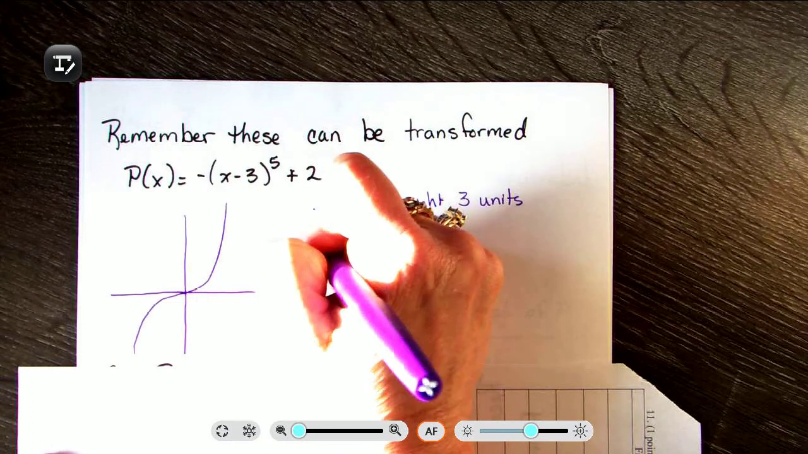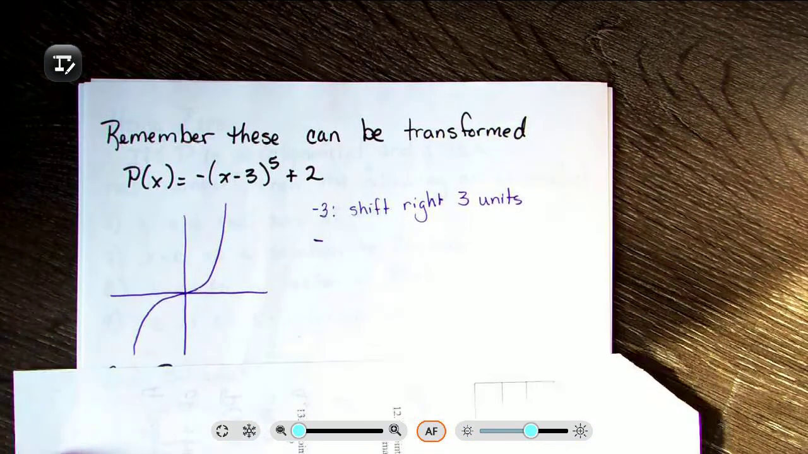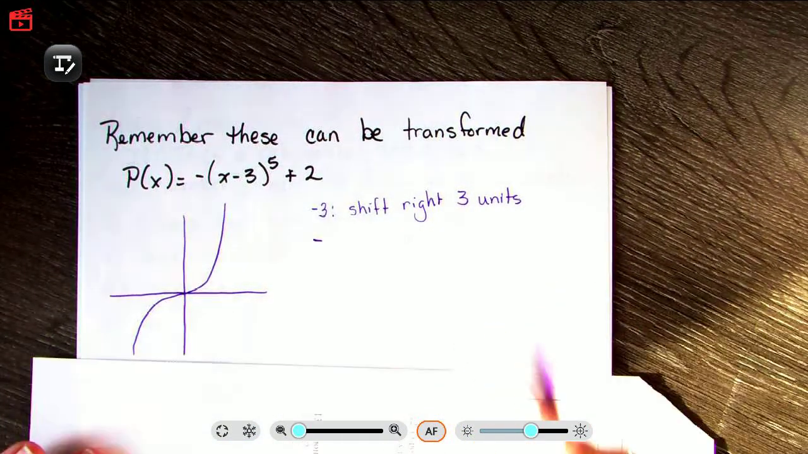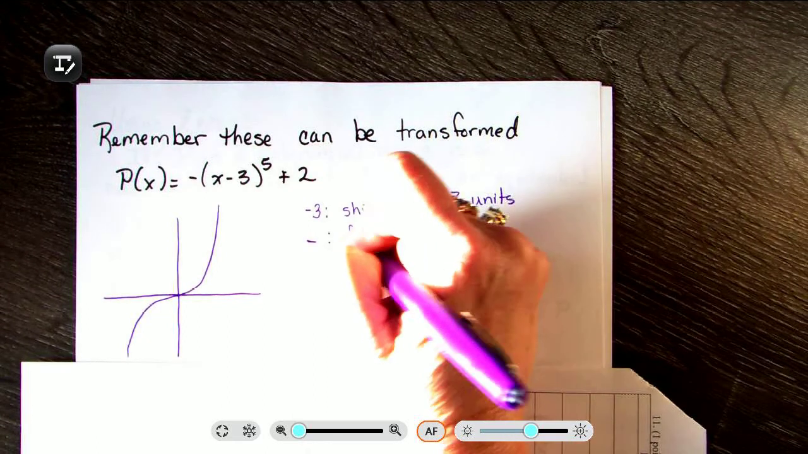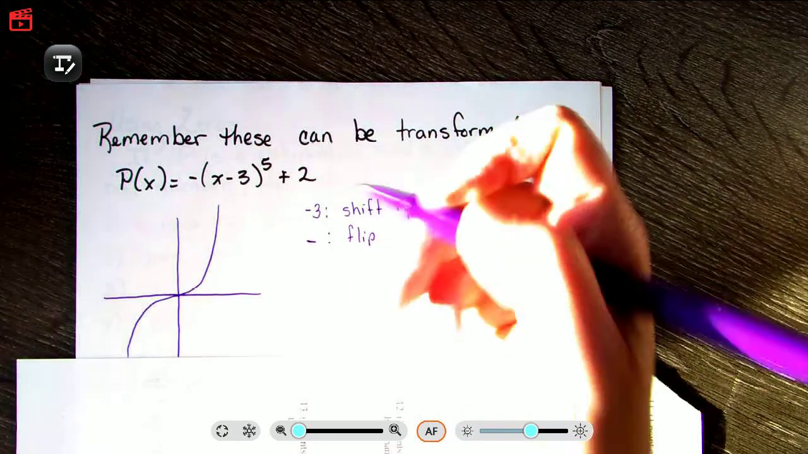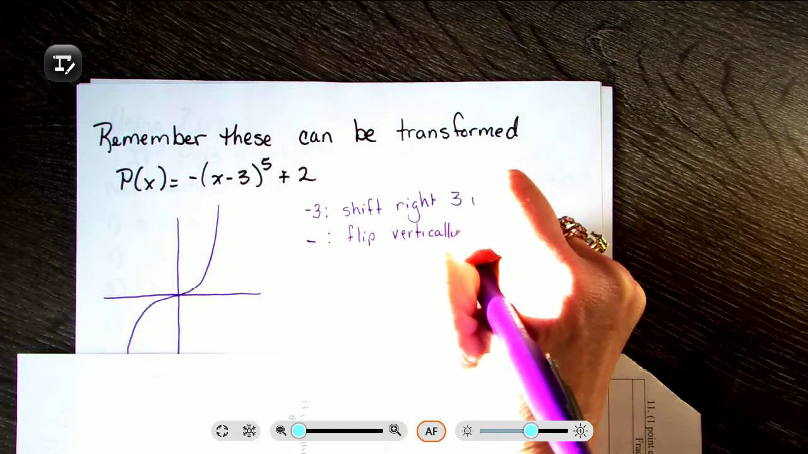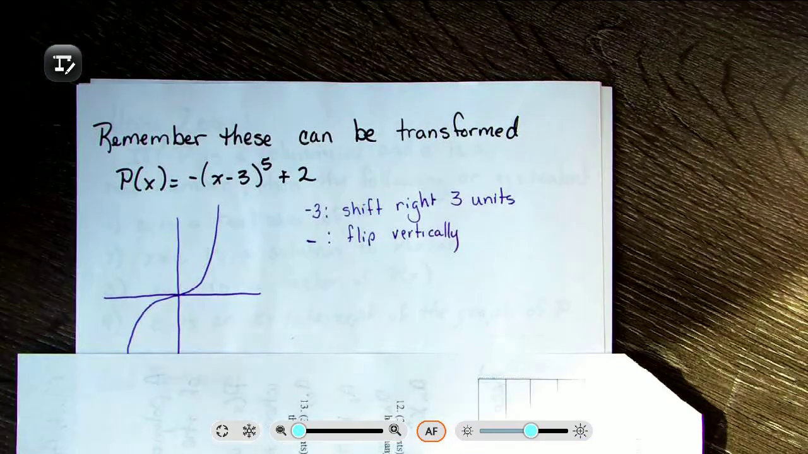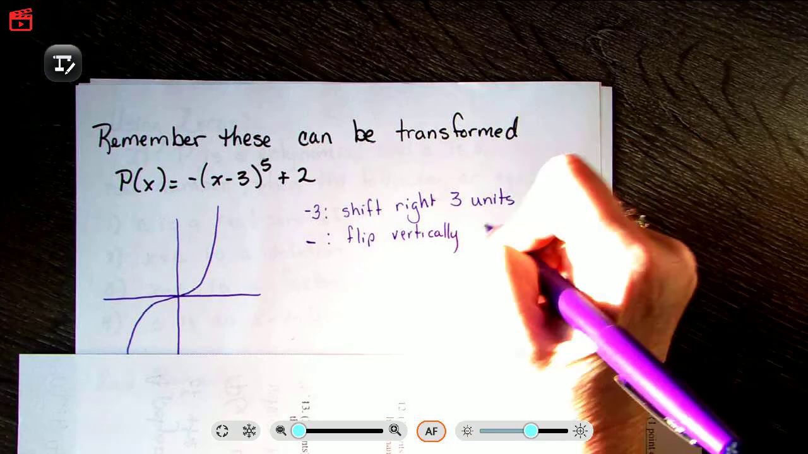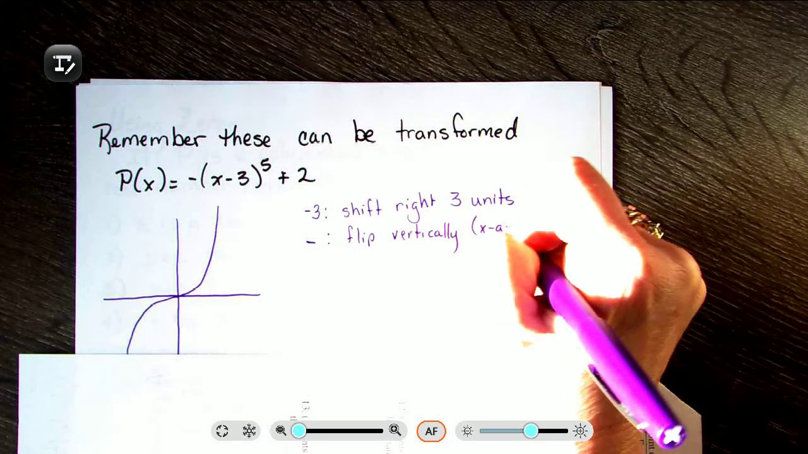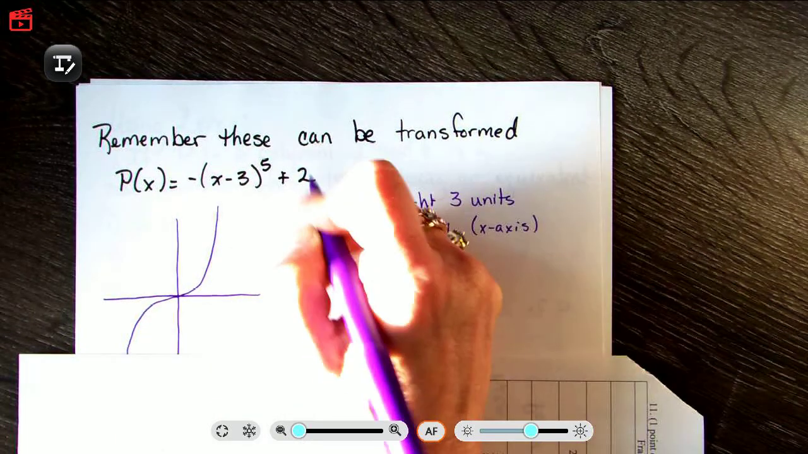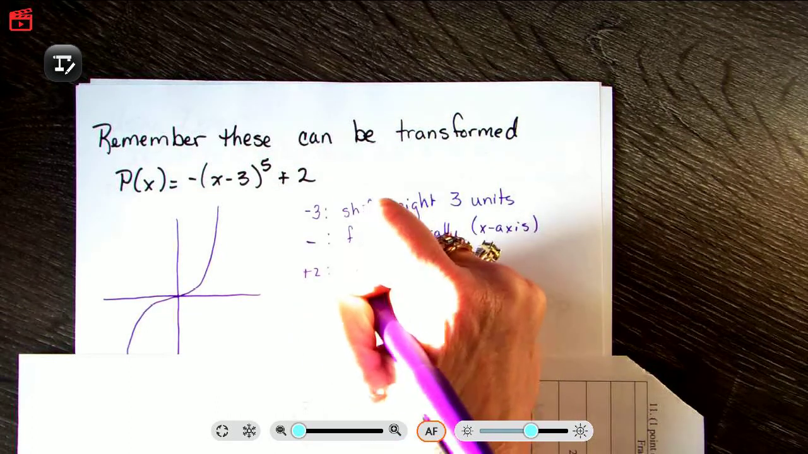This negative is on the outside, so it affects our y values. So it will flip this vertically, along that x-axis. And then the +2 is going to shift it up 2 units.